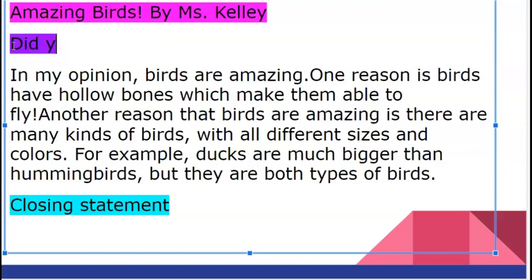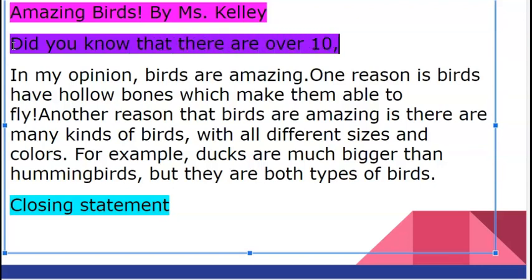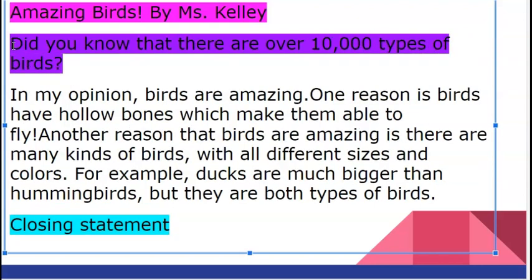I'm going to say, did you know that there are over 10,000 types of birds? I bet when they see that, they're going to be really excited to keep reading more and find out more about birds. Okay, now you guys read this yesterday. In my opinion, birds are amazing. One reason is birds have hollow bones which make them able to fly. Another reason that birds are amazing is there are many kinds of birds with all different sizes and colors. For example, ducks are much bigger than hummingbirds, but they are both types of birds.